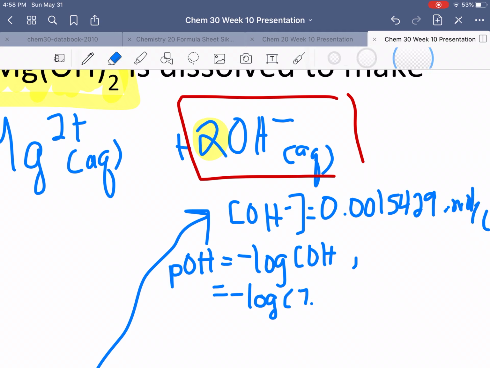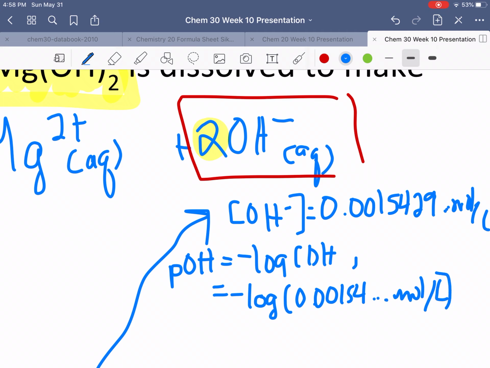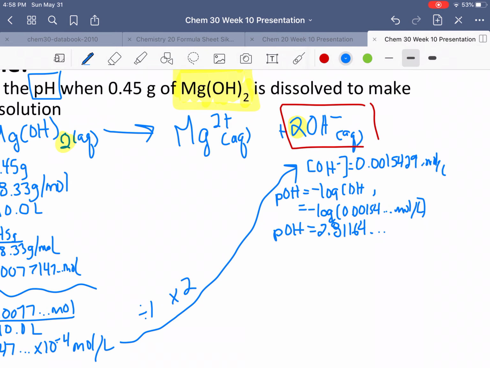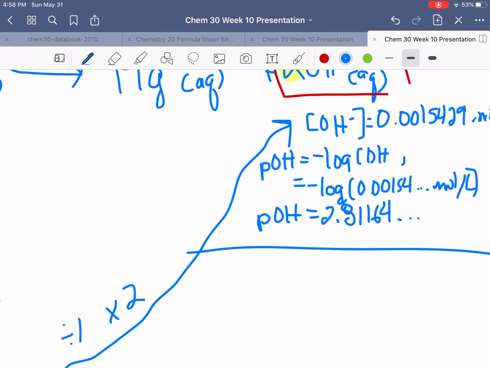Okay, so plug this in to the concentration of hydroxide. We're going to have 0.00154... moles per liter. Negative log of that answer. And we end up with a pOH equal to 2 point, again, I'm not going to round this yet, 81164... Now the route I would go from this now, and I love this trick, I find it super, super helpful, is that pH and pOH added together equal 14.